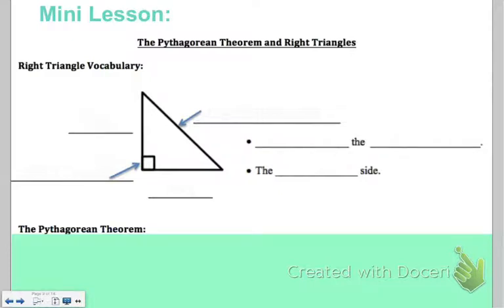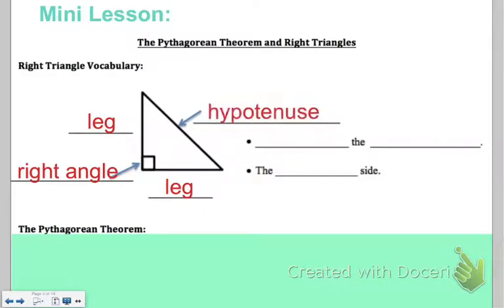So let's start by reviewing some right triangle vocabulary. In any right triangle, we have this square corner, which indicates that it is a right angle, or 90-degree angle. In a right triangle, we have what are called two legs, and these two legs are the shorter sides of the right triangle. The longest side of the right triangle is directly across from the right angle, and it is called the hypotenuse. So again, the hypotenuse is across the right angle, and it is the longest side in a right triangle.